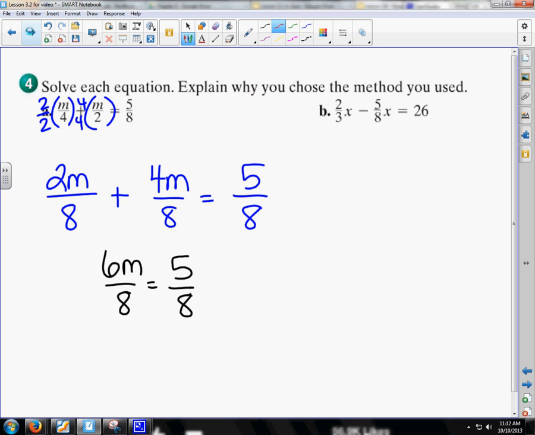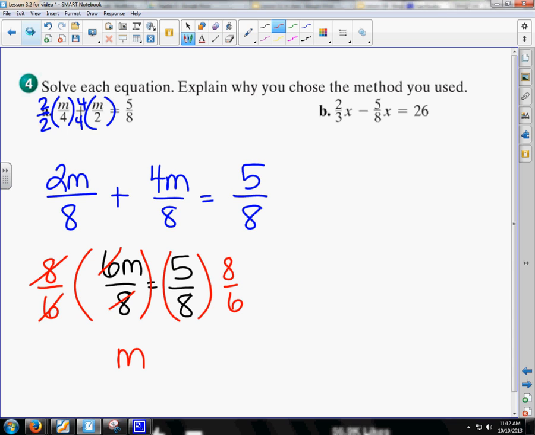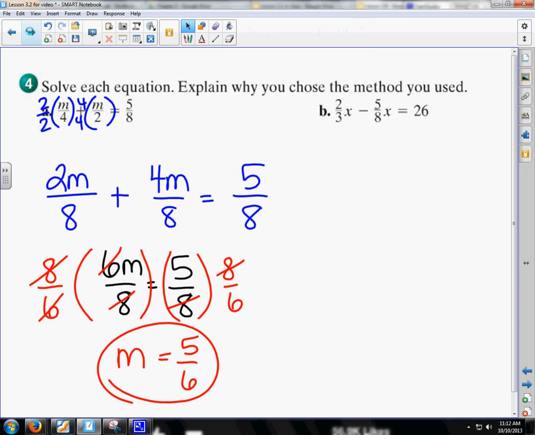And then my last thing, I have to multiply by the reciprocal to isolate my variable. So now, by doing this, I have my 8 on top and 8 on bottom, so that cancels out, and my 6 on the top and 6 on the bottom. So all of my numbers cancel out, and what I'm left with is my variable, which is m. So isolating means to draw it out and get it by itself. Now here, this is pretty nice because I see there's an 8 on top and 8 on bottom. So then I know my answer is just 5/6. So try this next one and then we'll go over it.